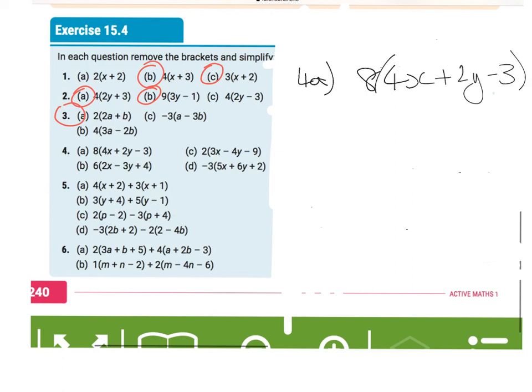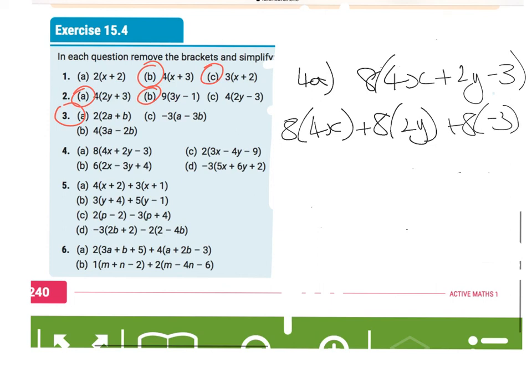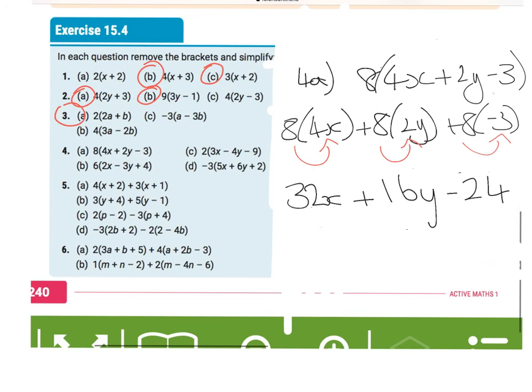So again, we split up the bracket. 8 has to be multiplied by all of the terms inside the bracket. So 8 multiplied by 4x plus 8 multiplied by 2y plus 8 multiplied by minus 3. Okay, so when we multiply the first 8 by 4x, we end up getting 32x. When we multiply 8 by 2y, we end up with plus 16y. And then 8 by minus 3, we end up getting minus 24. Okay, can't add anything together. We have to leave it as is because all of them are unlike terms from each other.